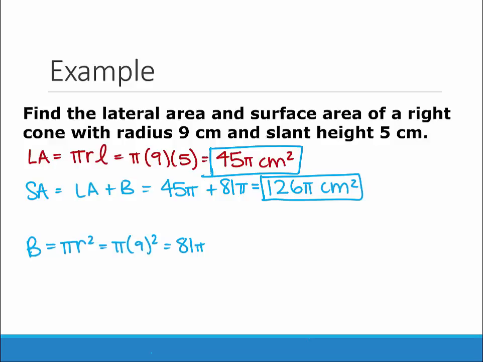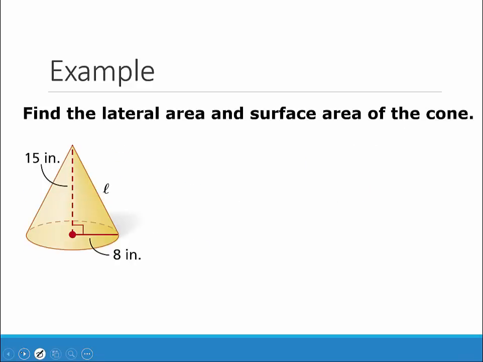Cones are a little easier because there's less to find. This one, though, is about as hard as a cone will get because you need to find this L. You need to find the slant height. But they did a pretty good job of outlining the fact that this is a nice, pretty right triangle with one leg of 15 and one leg of 8. So use Pythagorean theorem to find that L.